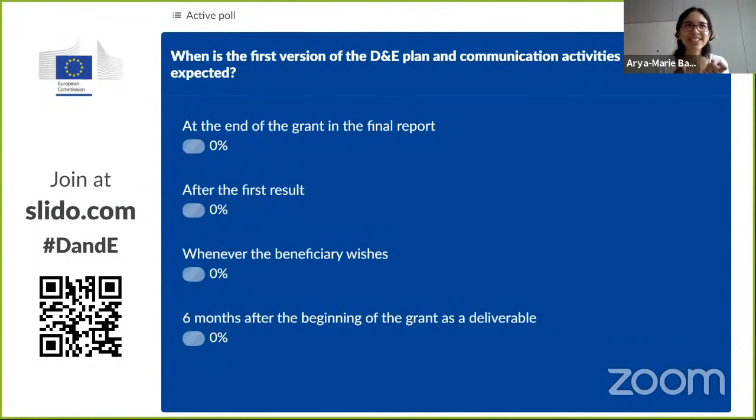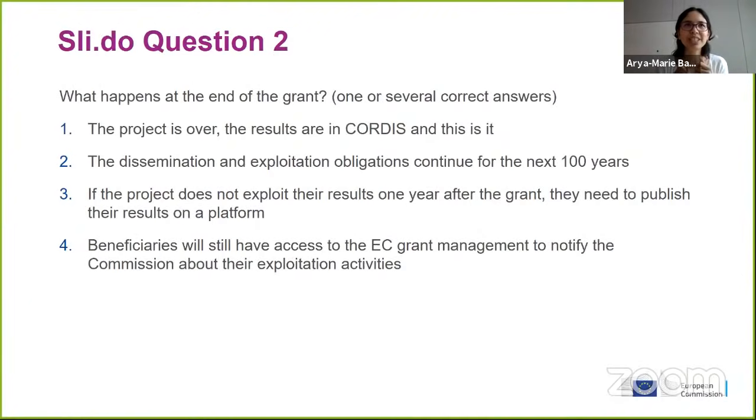Previous slide, please. Slido has moved to the next question. Oh. If the project does not exploit the results 1 year after the grant, they need to publish the results on a platform. 4, the beneficiaries will still have access to the EC grant management to notify the Commission about their exploitation activities. The floor is yours.